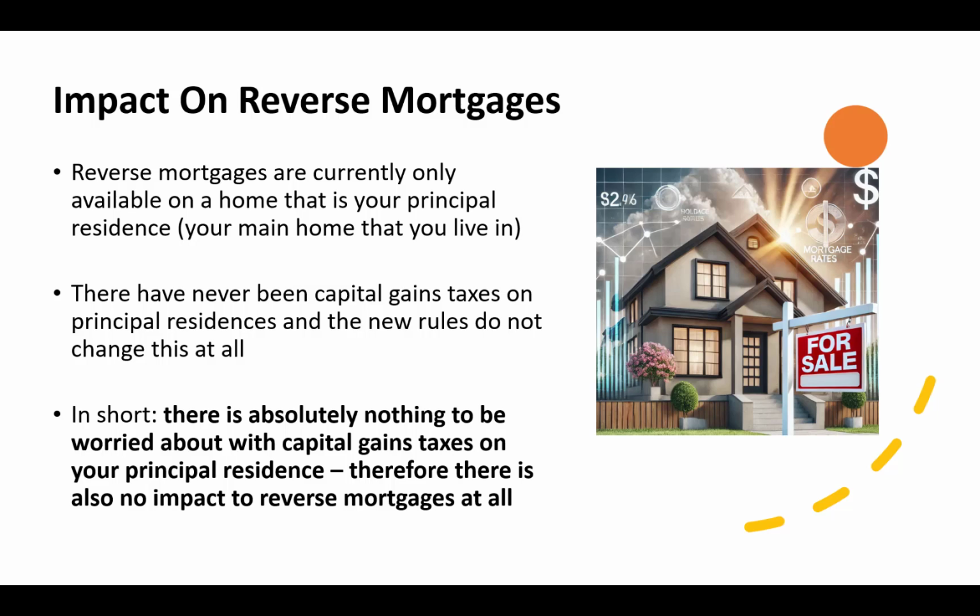So the impact on reverse mortgages is actually very straightforward and very simple. Reverse mortgages are only available on a home that's your principal residence. That is your main home that you live in. That's the only home you can get a reverse mortgage on in Canada. There have never been capital gains taxes on principal residences, and the new rules do not change this at all. So capital gains taxes do not apply to homes that are your principal residence, that you live in, or that you've lived in for your life. So the short version is there's absolutely nothing to be worried about with capital gains taxes on your principal residence.